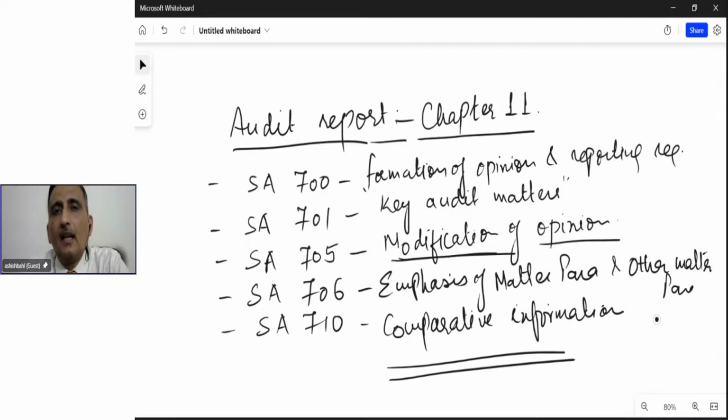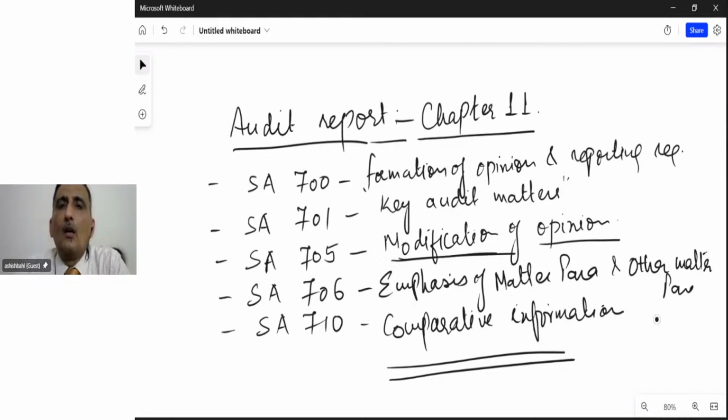So students, you have read many SAs till now, beginning from SA 200. You have read about planning audit in SA 300. You have also read about how an auditor detects risk of material misstatements under SA 315. And you have also read many SAs relating to substantive procedures, like SA 505 relating to external confirmations, or SA 501 relating to audit evidence of certain selected items.